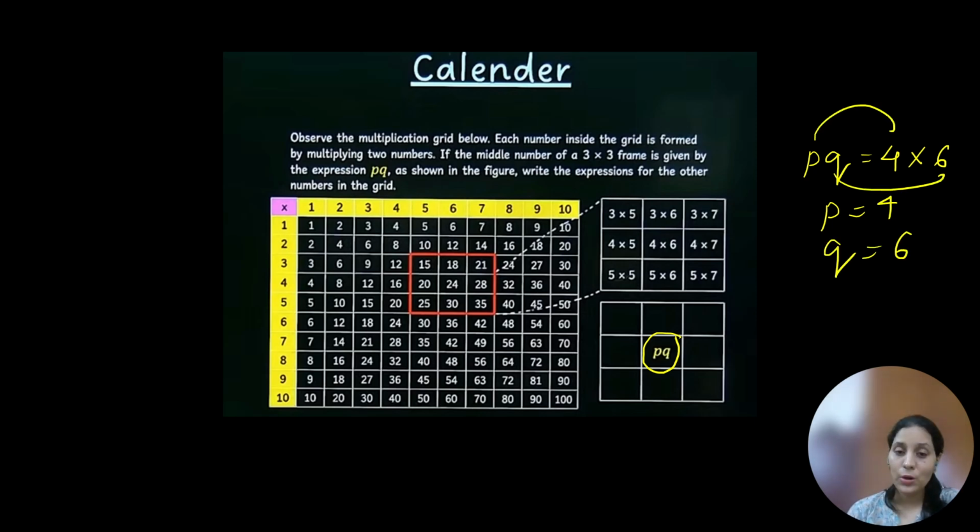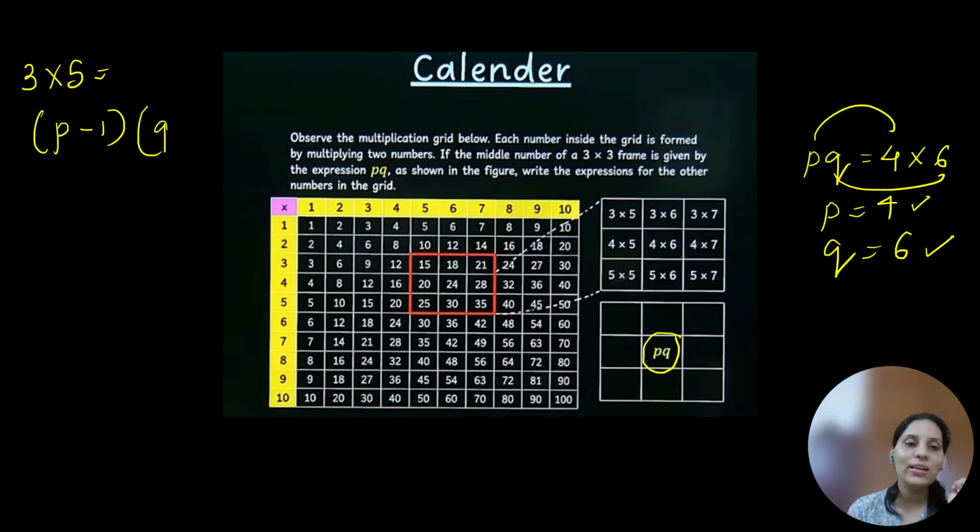Yes? Okay. Now if I want to write 3 into 5, how do I write 3? 3 is 1 less than 4. So can I write 3 as P minus 1, which is 4 minus 1? And 5 can be written in two ways. It can be written as P plus 1 or Q minus 1. Either way is right. So this whole block needs to be filled in terms of P and Q. Wherever it is increment, wherever it is decrement, plus 1 and minus 1.